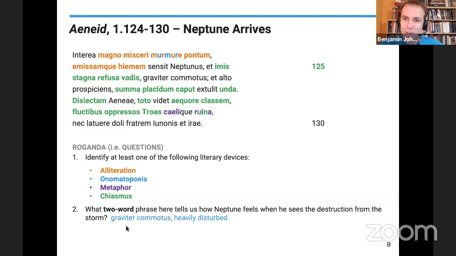Chiasmus can span two lines too, and that's perfectly fine. So emissam and hiemem are on the outside and stagna refusa in the middle. So he had sensed that the still waters have been poured back from the deepest shallows, however you want to translate that. That's interesting, a little paradox there, I guess. And he's graviter commotus. He's gravely, heavily disturbed. That is a great two-word phrase that describes maybe how Neptune feels here.